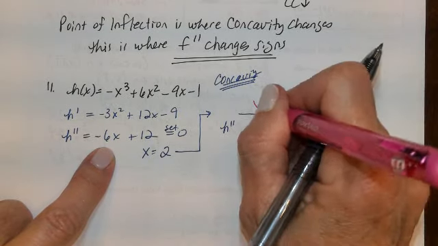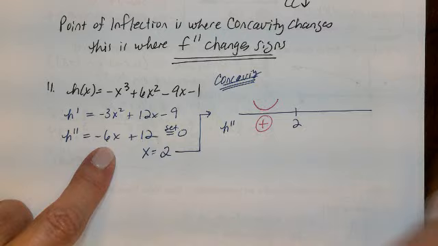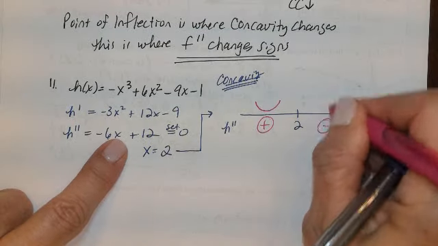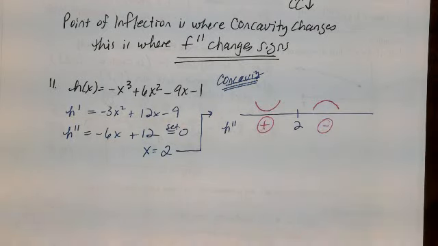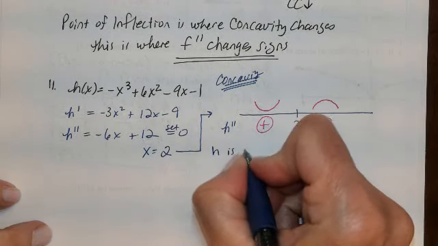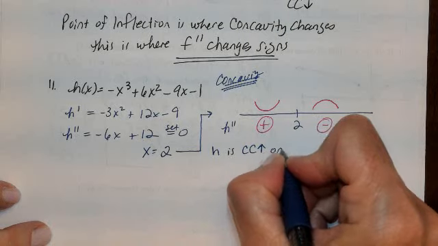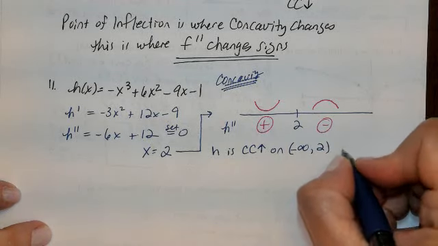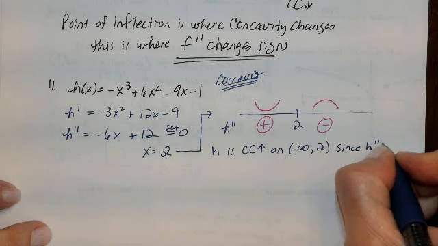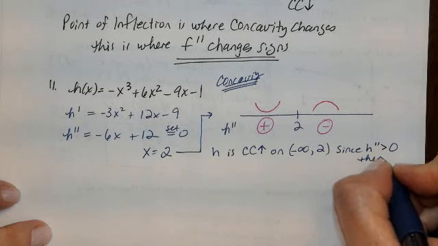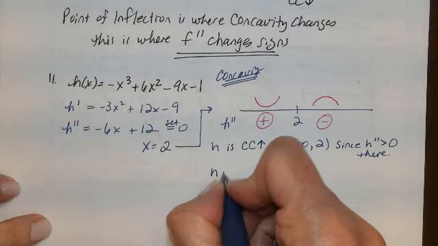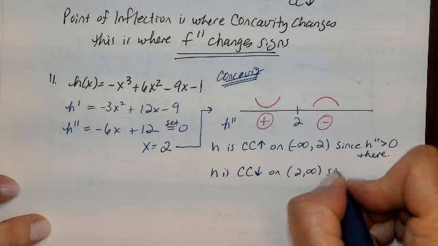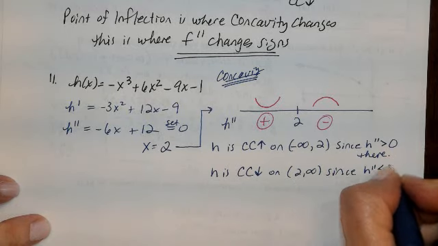That means we're concave up in that section. And if I put in something like 10, I'm going to get a negative. That means in this section we're concave down. So h is concave up on negative infinity to 2, since h double prime is positive there. h is concave down on 2 to infinity, since h double prime is negative there.